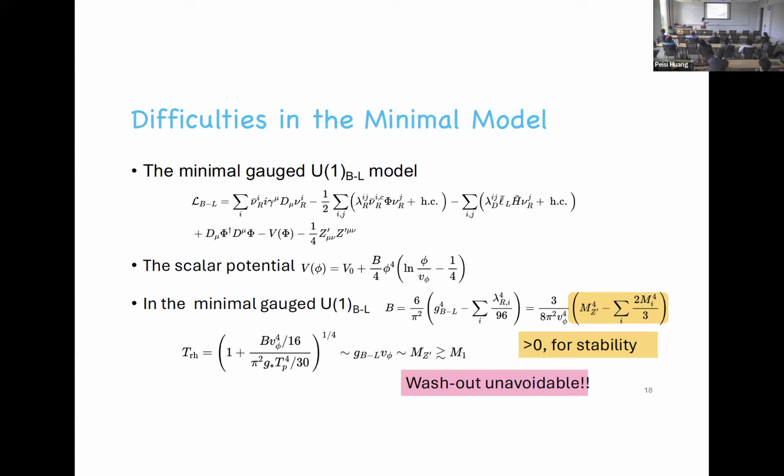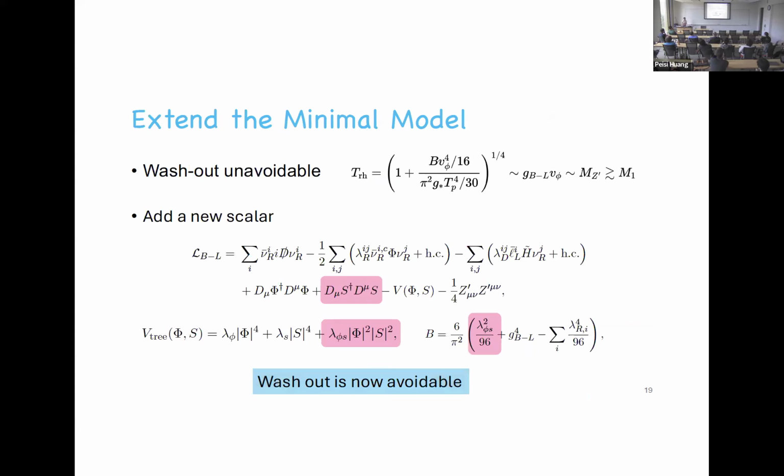In the minimal model, this coefficient has to be positive for vacuum stability, and that imposes that the Z prime mass is higher than the right-handed neutrino mass. And one can show that the reheating temperature is pretty much the Z prime mass, which is larger than the right-handed neutrino mass. And that means the washout is again no longer avoidable. So to fix that, we want to break the correlation between the reheating temperature and the right-handed neutrino mass. To do that, we introduce a scalar that couples to the scalar field that undergoes a phase transition. So we have additional contributions from the Coleman-Weinberg potential, and therefore the reheating temperature and the mass of the right-handed neutrinos are no longer correlated, so we can avoid the washout.